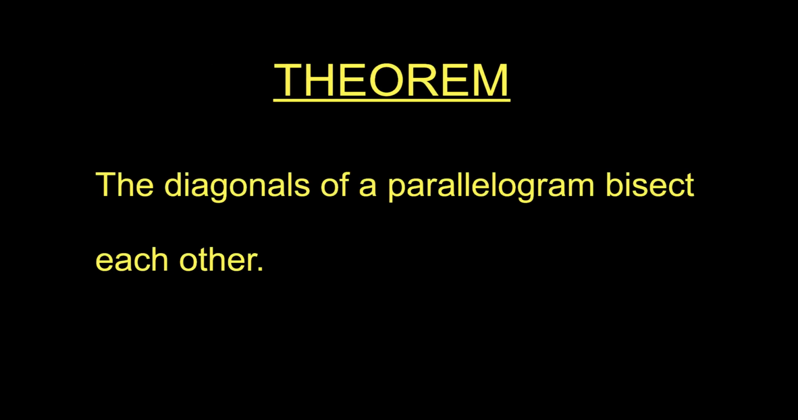Now let's come to the next theorem that we have. The next theorem says that the diagonals of a parallelogram bisect each other. You can write that down if you want. The diagonals of a parallelogram bisect each other. So to do that, let me start with another parallelogram. This time we need to prove that diagonals of a parallelogram, they bisect each other.